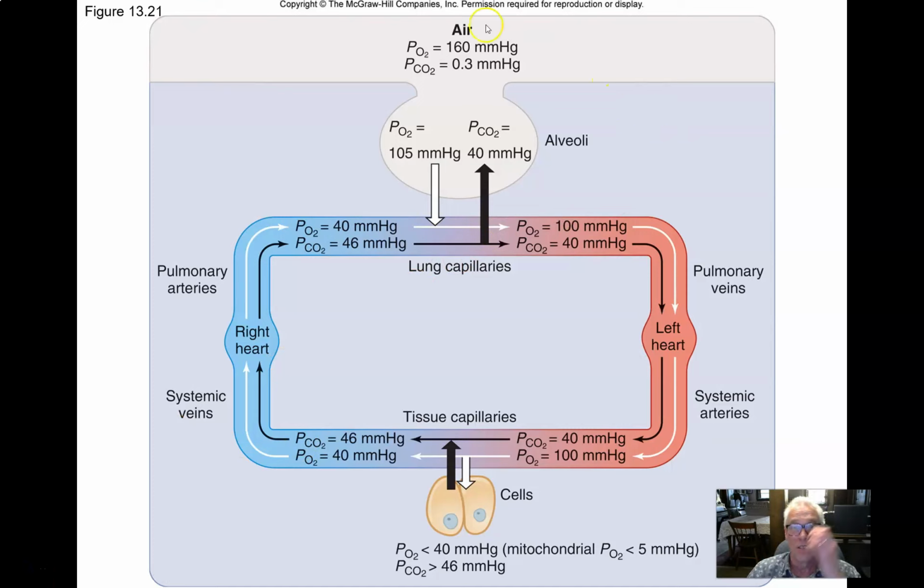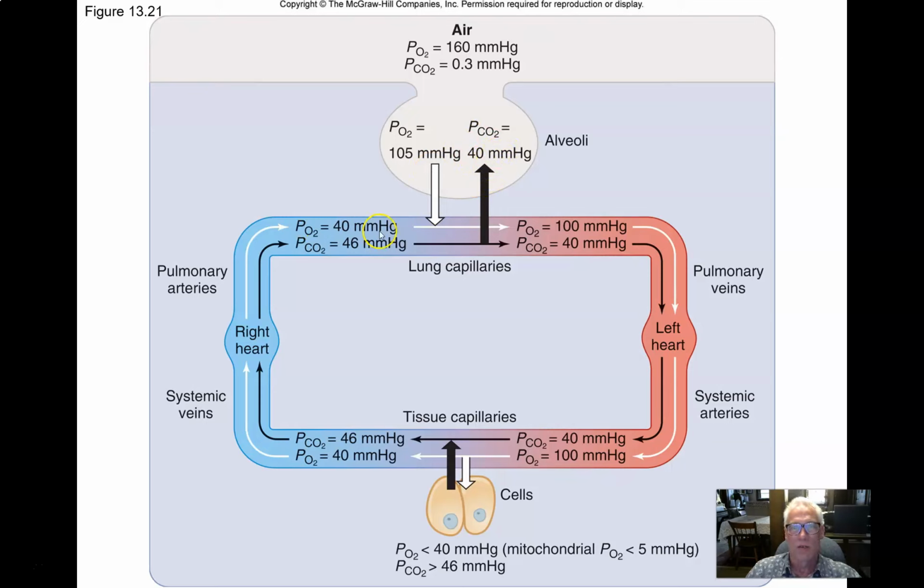All right, so here we see the alveolus. The air is out here. The partial pressure of oxygen is around 159. Not much CO2 at all. Air comes in. We deplete or diminish the oxygen to 104, 105 millimeters of mercury partial pressure of oxygen in the alveolus, and 40 millimeters of mercury CO2 partial pressure all the time.